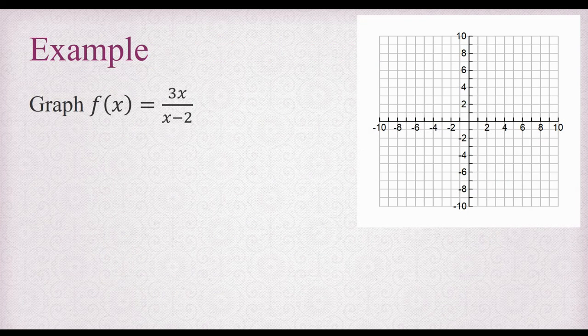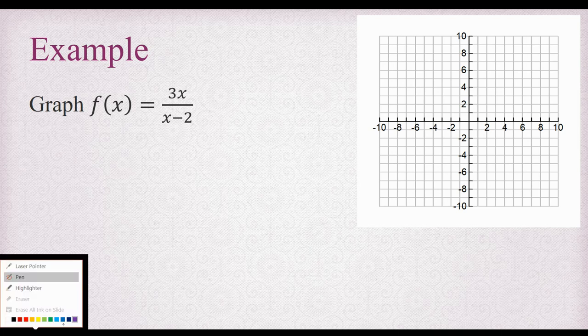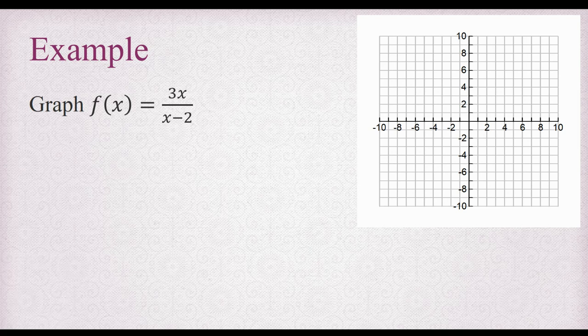All right, let's take a look at this example and follow the procedure that we just talked about. So we are going to graph f of x equals 3x divided by x minus 2. Hopefully we notice that the numerator is a monomial and the denominator is a binomial, neither of which can be factored any further. So this is as simplified as possible. That means I can go ahead and start my step-by-step process.